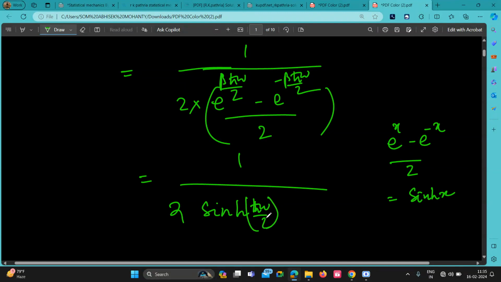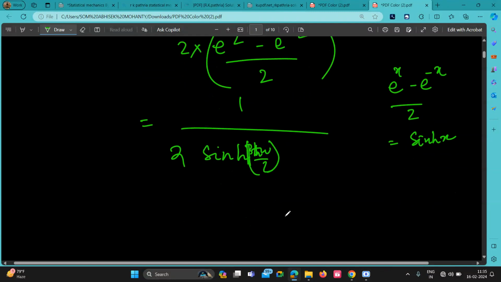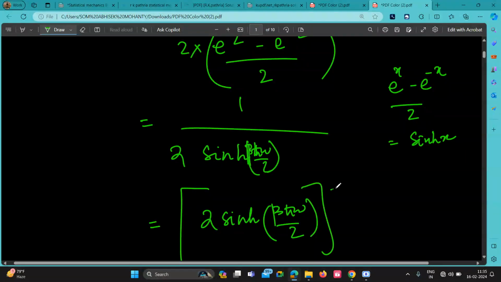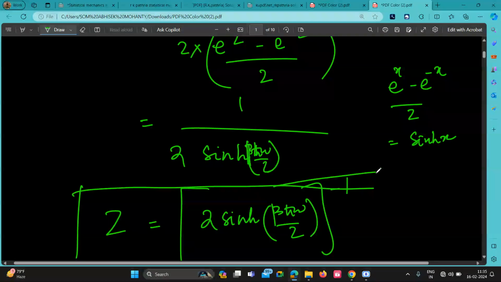Okay, so don't get confused. Sorry, beta is there also. Sorry, beta h squared omega by 2. So I can write this also as 2 sinh(beta h squared omega by 2) whole inverse, isn't it? Because it's in the denominator. So this is your partition function for the 1D quantum harmonic oscillator.